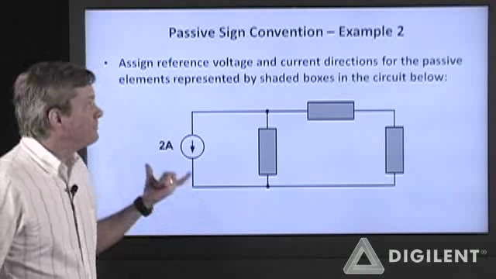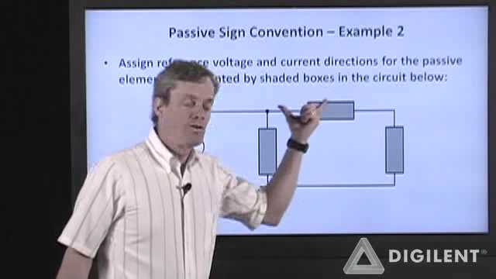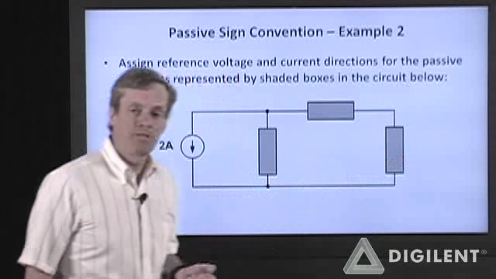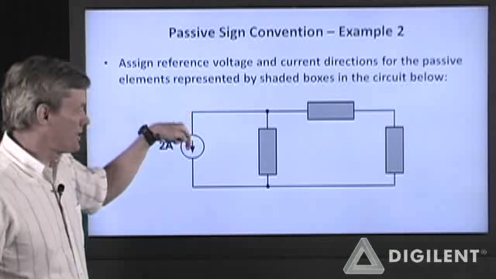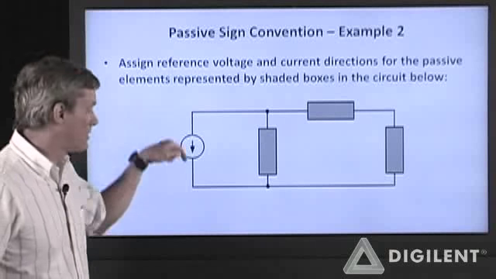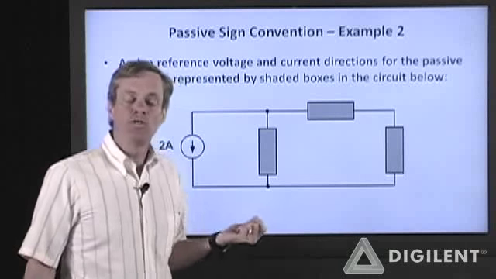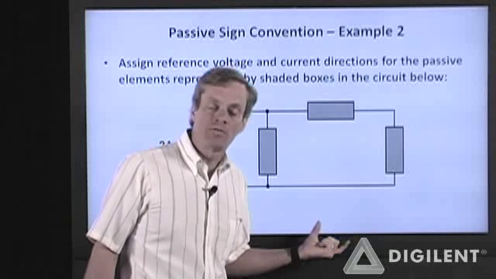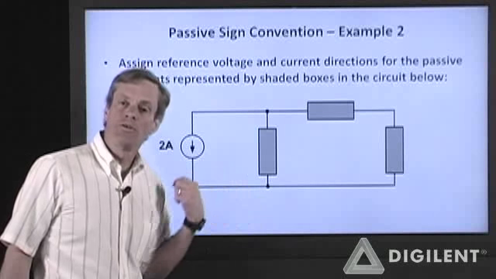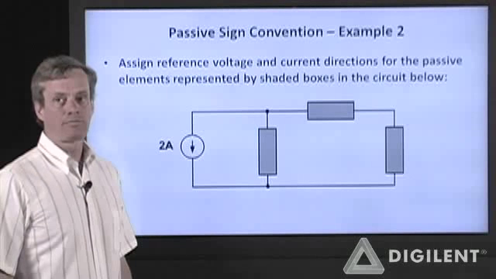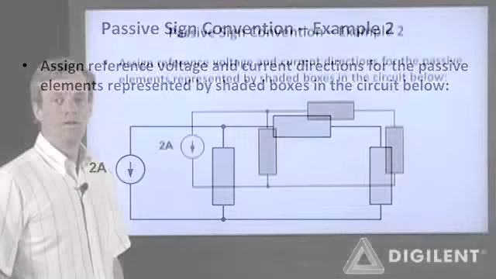Here's another example. I want to assign reference voltage polarities and current directions for each of the passive circuit elements in this circuit. I have a 2 amp source. Its current direction is positive downward. Now, in this particular example, I haven't given you either the voltage polarity or the current direction. You're going to have to determine both of them. So please give that a try before you come back and watch me do the problem. Okay.